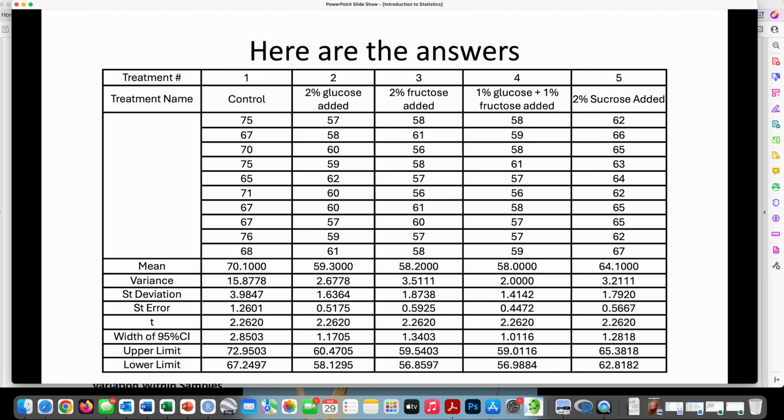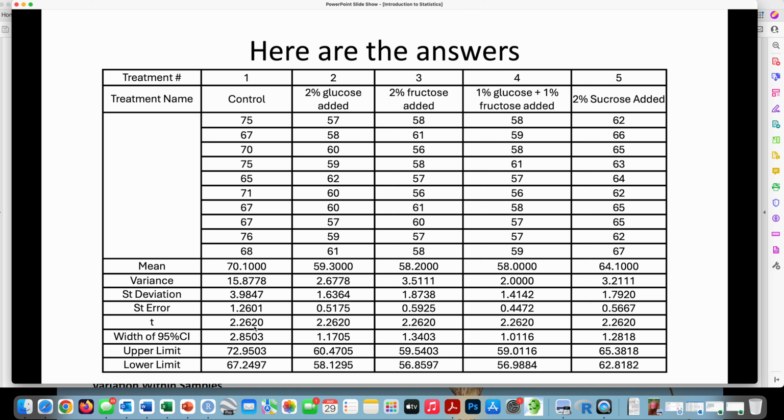Once you've done that, here are all the answers, but they should not go to the next slide until you let them do that. And so they should be actively calculating these things. But here are the answers so that they can check themselves once they are done.